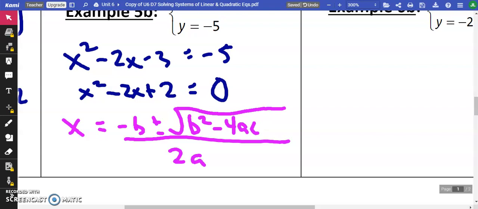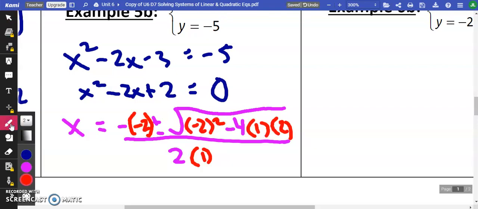So what we're going to start with is plugging in a, b, and c. The a is the coefficient of x squared, the b is the coefficient of x, and then c is the constant at the end. So let's go ahead and see what that would look like. What we'll notice here is that the negative 2 went in for b, the 1 went in for a because there's nothing in front of x squared, and then 2 went in for c because that's the number by itself on the end.